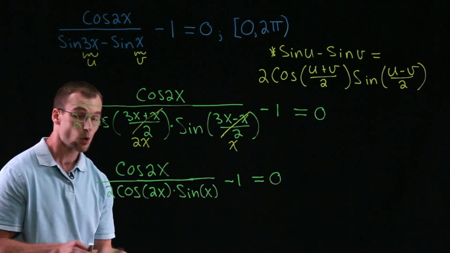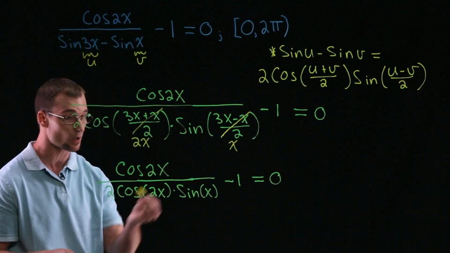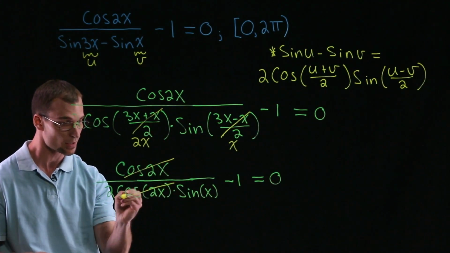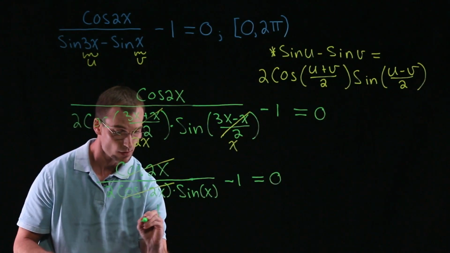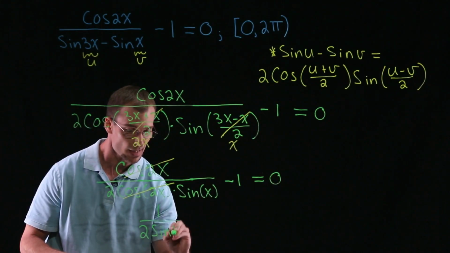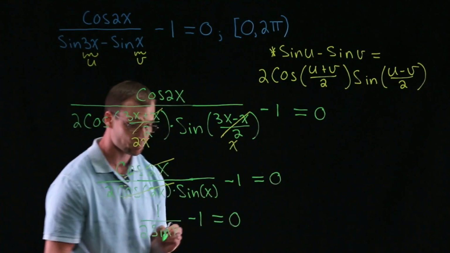So what do we see? Actually, as it turns out, this cosine 2x we're not going to have to worry about after all, because this cosine 2x will cancel with the cosine 2x in the denominator. And that's going to leave us with 1 over 2 sine x, minus 1, equals 0.